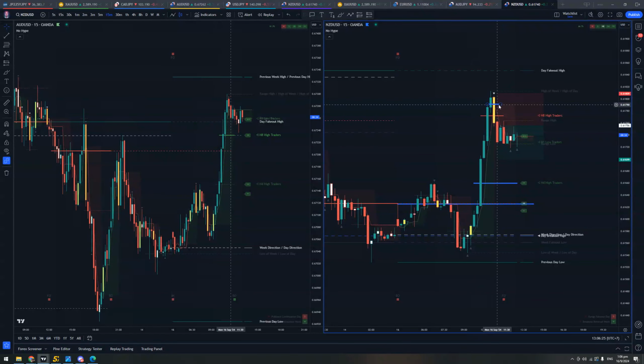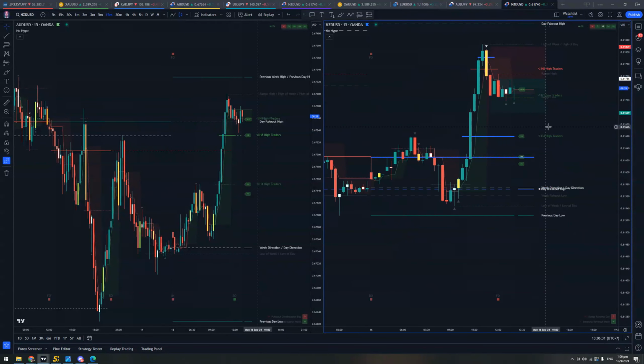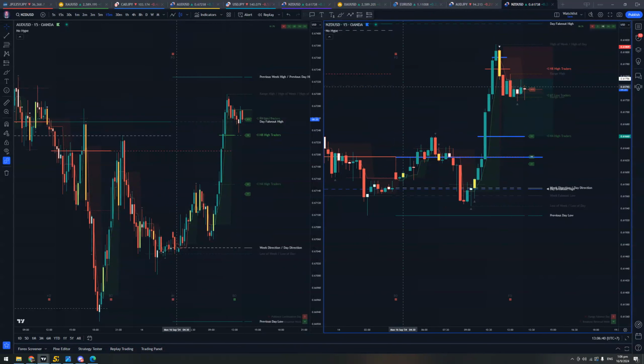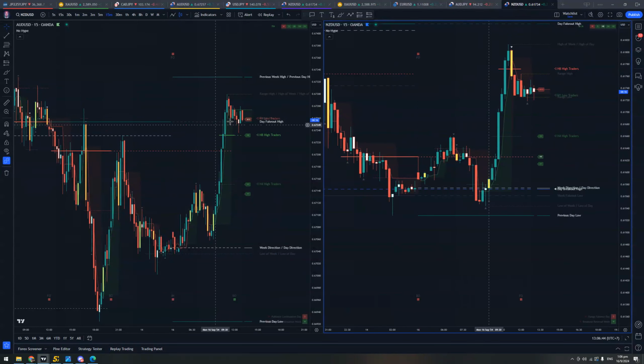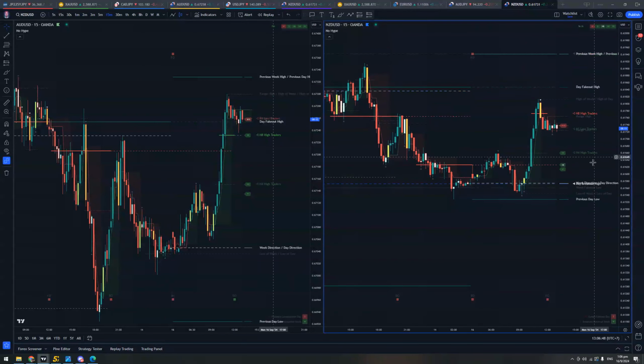It did fake out the H1 here, so this would have been an entry for me, but I just wasn't watching it at this time. It was already off my session. So no trades for me on NZD USD. I only took CAD yen. So that was it on the forex pairs. AU never set up. NZD did set up, but not during my session, so I did not take that.